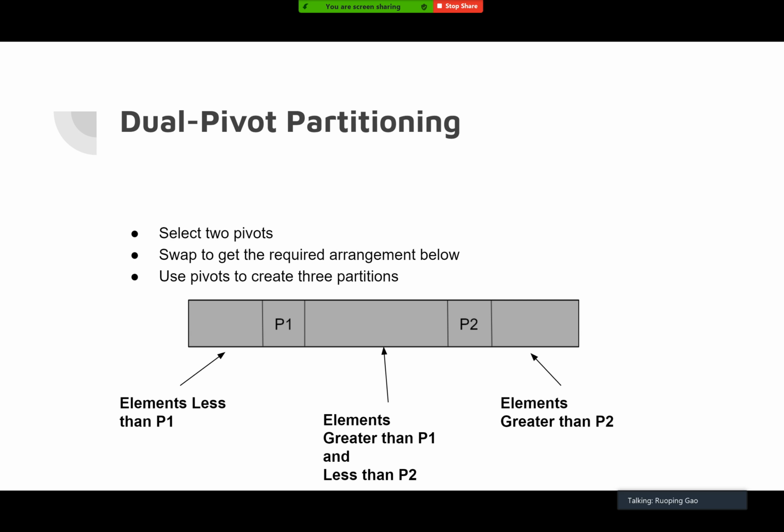Here's how we do the dual pivot partitioning. We select two pivots, and we swap to get the required arrangement in the following diagram. We use the pivots that we pick to create three partitions, namely P1 and P2, where P1 divides the elements that are less than P1 and those that are between P1 and P2, while P2 divides those that are between P1 and P2 and those that are greater than P2.